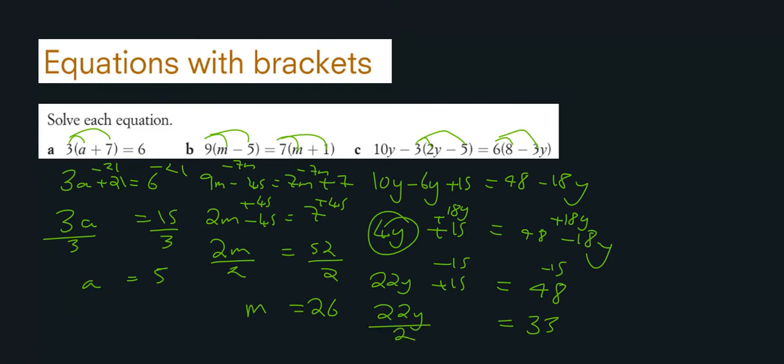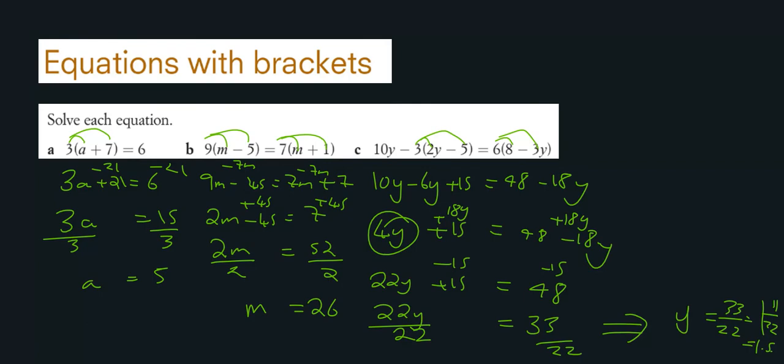We're going to get a nasty number here. We're going to divide by 22. So we get y is equal to 33 over 22. And that goes in once. And we have 8, 9, 10, 11 left over 22, which is 1.5.